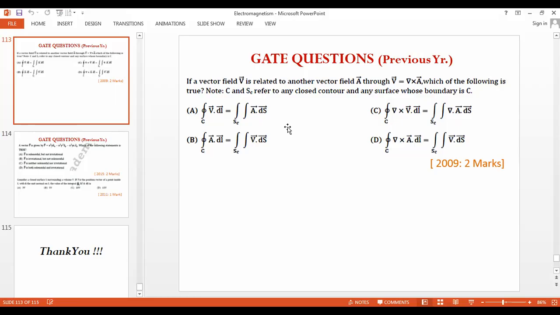Is this answer B? First one, I will check. If a vector v is related to the other field A through v equals del cross A, which of the following is true? So A dot dl is B dot dl. Yes, exactly. Answer would be B. So see, once you understand, it's very easy.